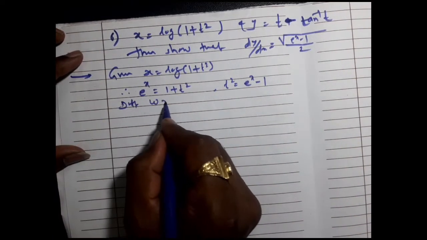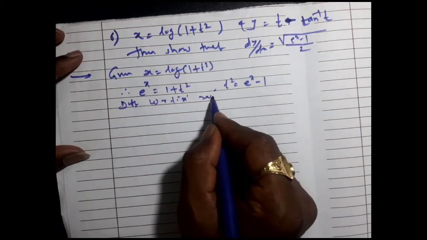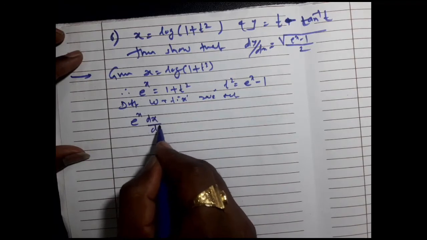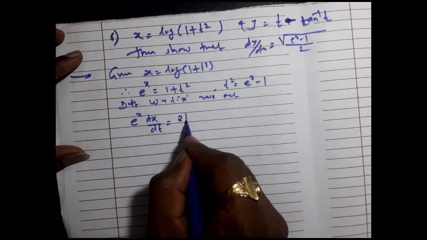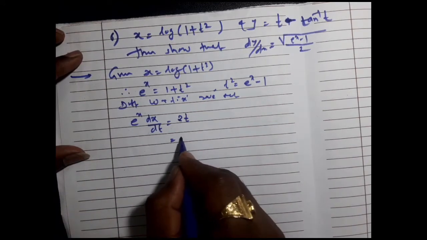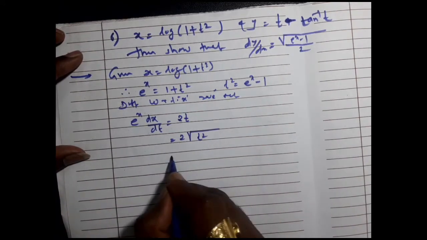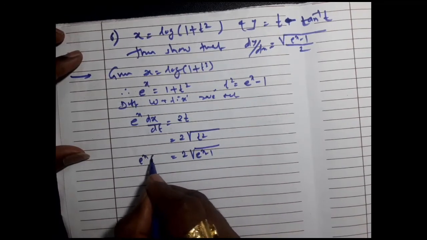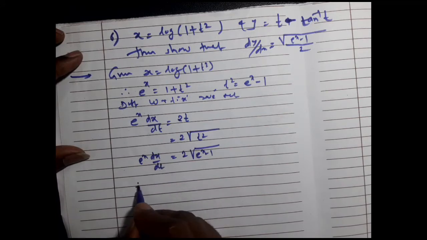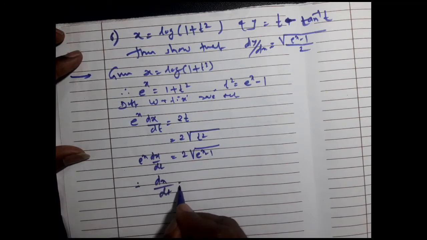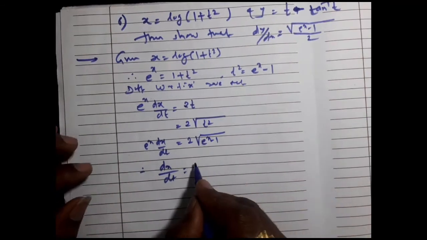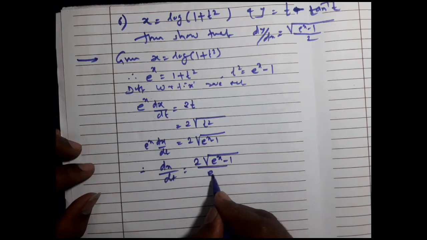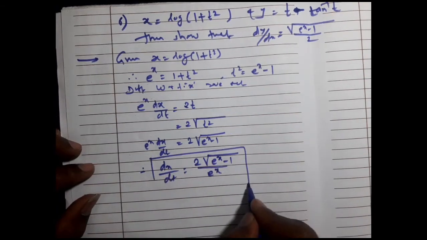Now differentiate with respect to x, we get e raised to x dx by dt is 2t. This is nothing but root of t square, that is e raised to x minus 1. Therefore, dx by dt is 2 e raised to x minus 1 upon e raised to x.